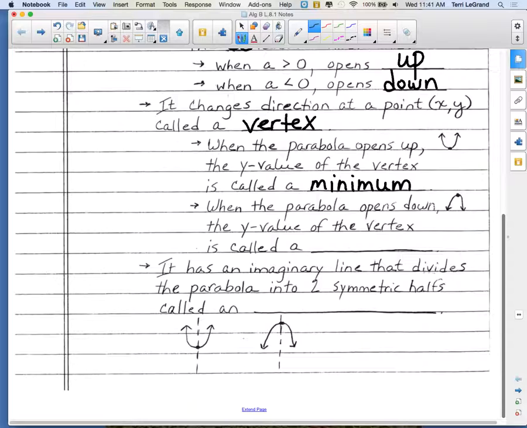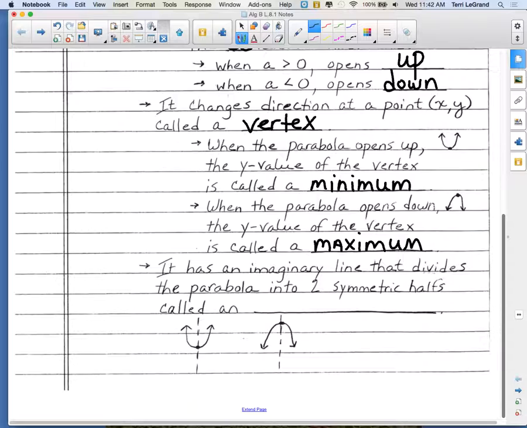0, 0 for this one, isn't it? What's the y value of that? 0, isn't it? Isn't it touching at the origin? So when it opens down, the y value of the vertex is called, what would the highest point be called? Not a minimum, but a maximum, yeah.